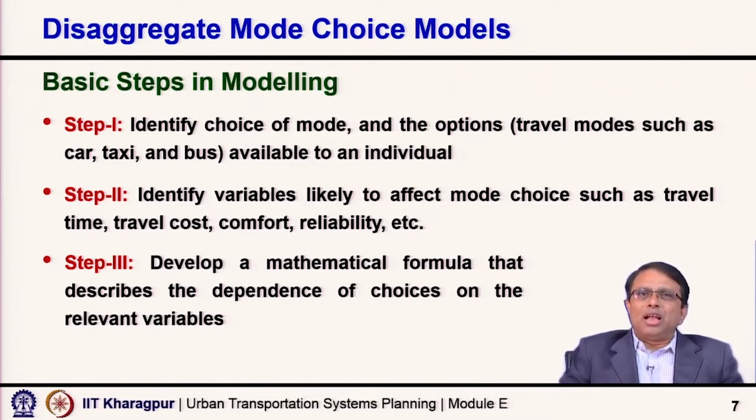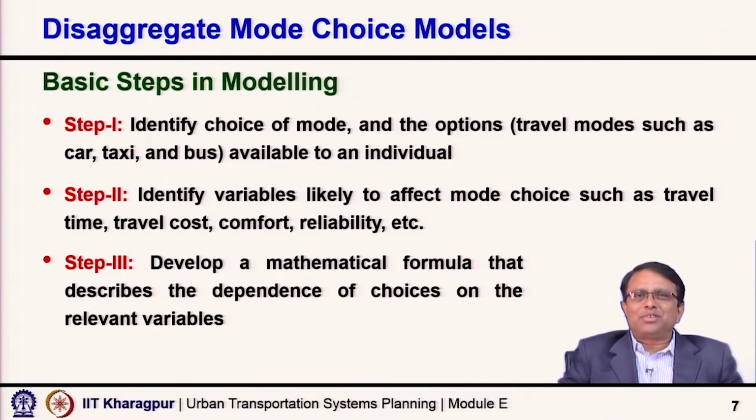Step 2, identify variables likely to affect the mode choice. These alternatives are evaluated and the choice in this case is, say for example, taxi. So, we need to know what variables are likely to influence the choice decision. Say for example, travel time, travel cost, comfort, reliability, waiting time, walking distance, all such variables can come. So, we need to identify variables and then see what their values are for the alternatives.